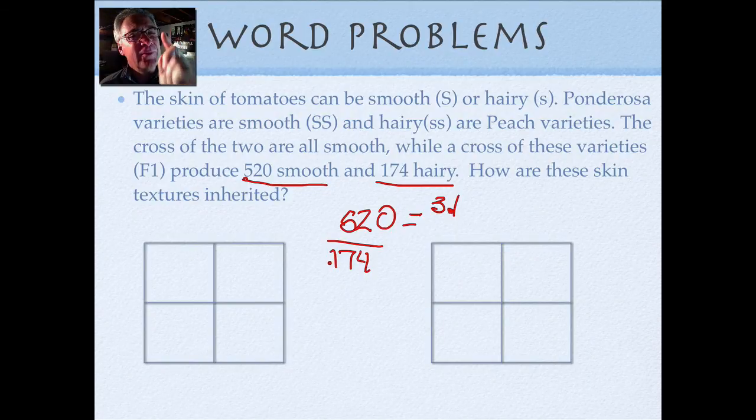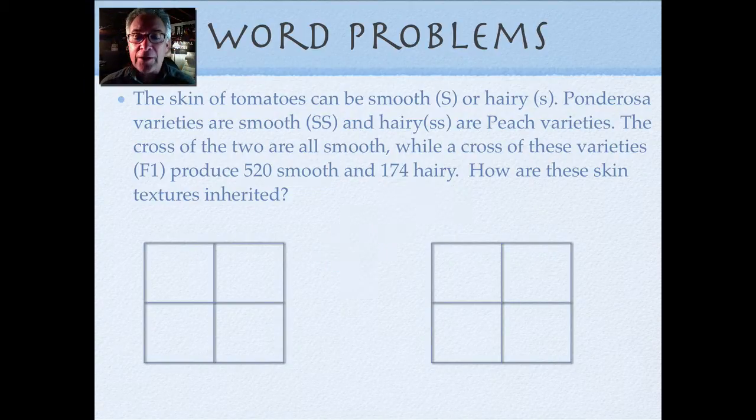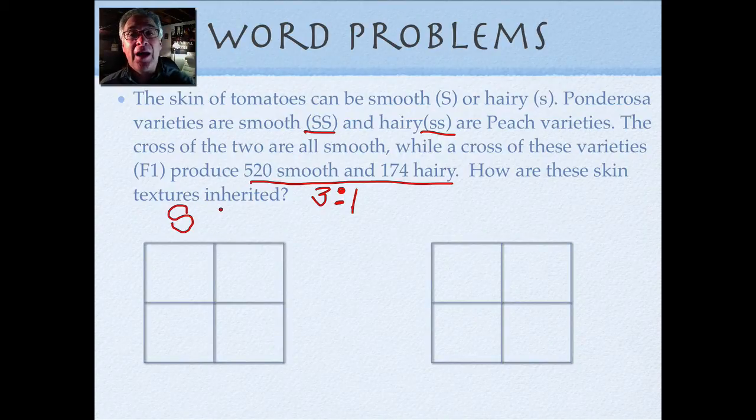Does that sound familiar? It should, because we talked about that at the very first one. A heterozygous cross with a heterozygous produces a 3-to-1 ratio. And that's what this is. But we didn't start off with that. What we started with were 2 purebreds. In this case, a smooth or ponderosa type, big S, right? That's the only kind of gamete it can produce. And the hairy one can only produce little s.